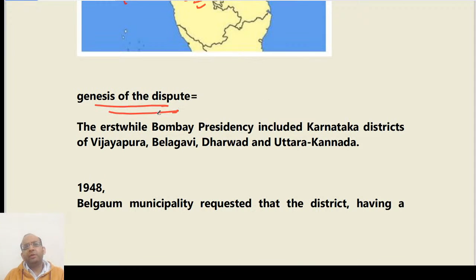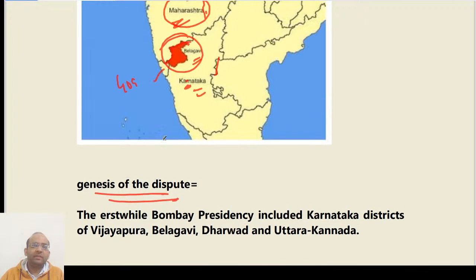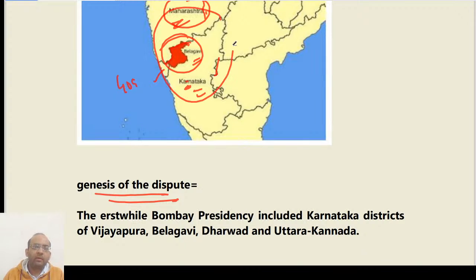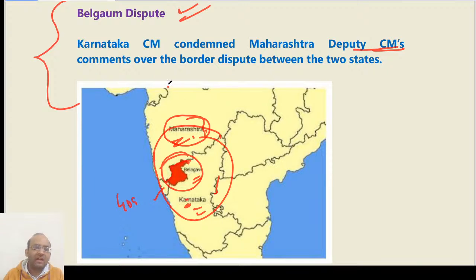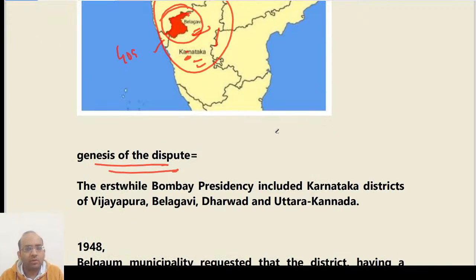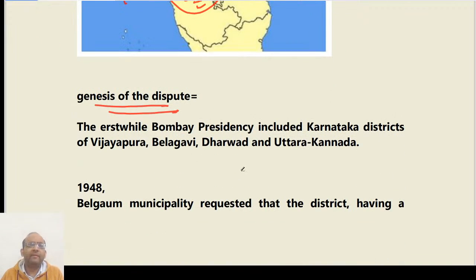So what is the origin of the dispute? See what happened during the British period. This region was Bombay Presidency. Maharashtra region, Gujarat region, Karnataka region, all came under the Bombay Presidency. Now the state reorganization question came in the 1950s, that we have to reorganize the states, redefine the borders, create new states, etc., as per the linguistic demands of the people of the locality.